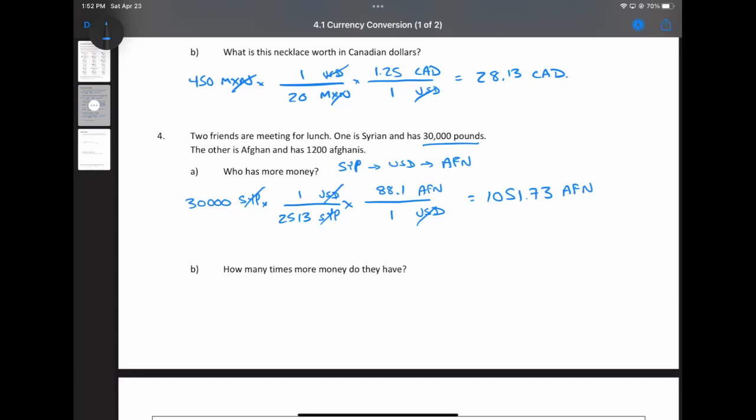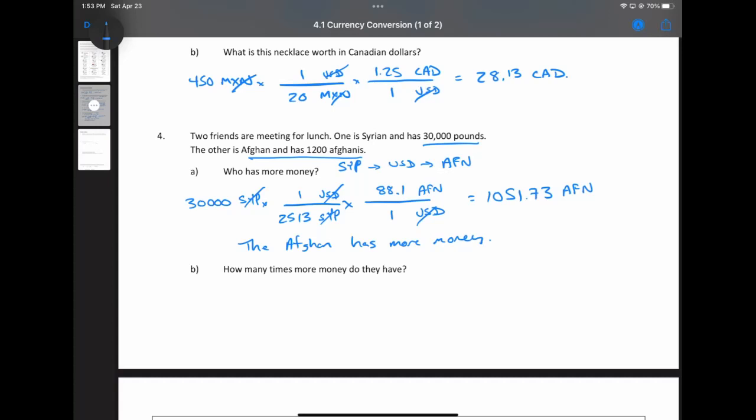The person from Afghanistan has 1,200 Afghanis. So the person from Afghanistan has more money. So the Afghan has more money. There we go. We've answered the question. Now, likewise, we could have converted the Afghanis into Syrian pounds, and what we would have gotten was that he would have had a little more than 30,000 Syrian pounds. Or we could have converted them both to US or Canadian or any other currency for that matter and compared them there. And no matter what we did, we'd find out that the Afghan has slightly more money.